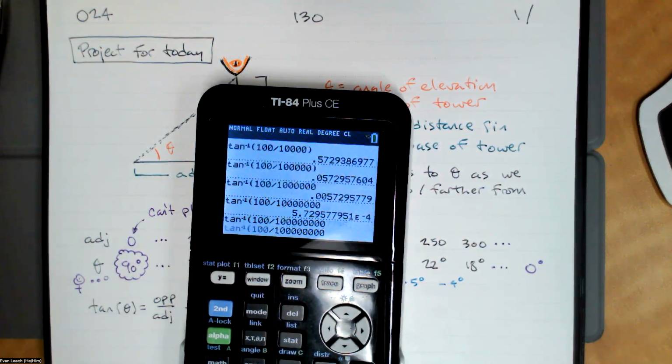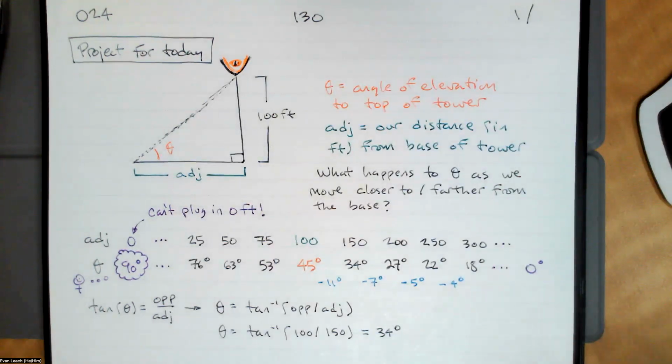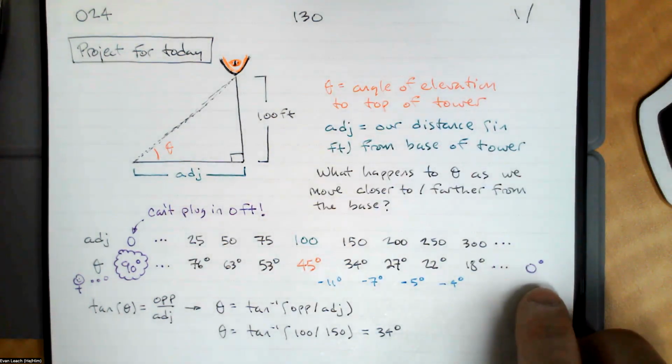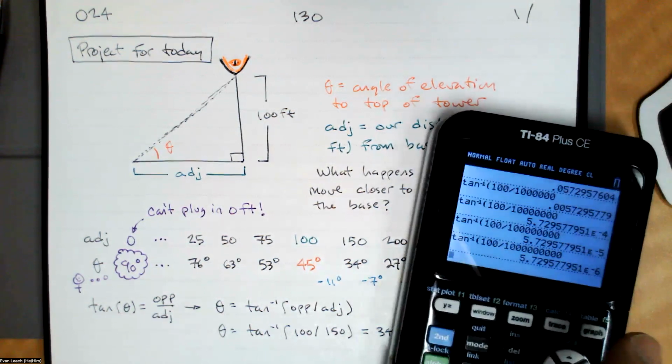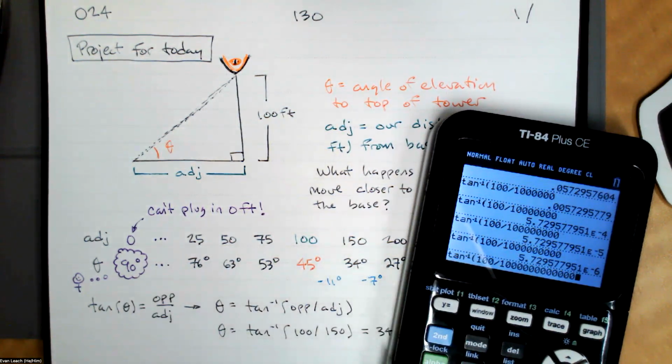Let's do this again. To the -5, to the -6. Every time we go away by a factor of 10, our angle drops down by a factor of 10 as well. What's going to happen is we're going to have to go very far away to get a 0-degree angle. We're not going to be able to make this a 0-degree angle. Eventually, we'll run out of digits on our calculator.